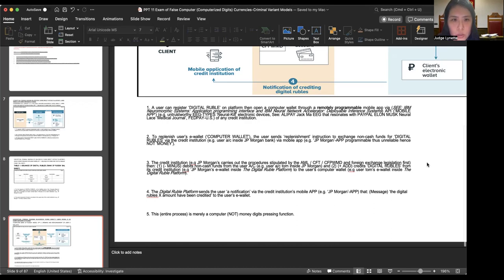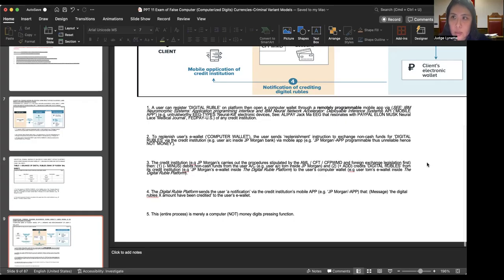To replenish the user's computer wallet, the user sends replenishment instructions to exchange non-cash funds for digital rubles through the credit institution. The user account inside JP Morgan Bank, through the mobile app, the programmable JP Morgan app, is thus unreliable because it's not money, in the sense that the app can be remotely programmed, with updated software. So it is completely unstable, and that is why it's unreliable, and hence it's not considered money, legally speaking.